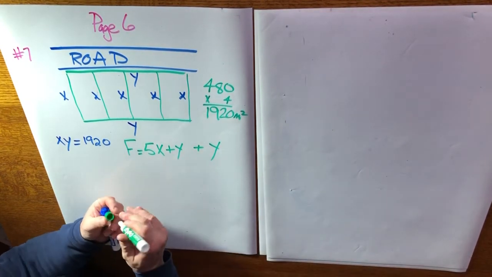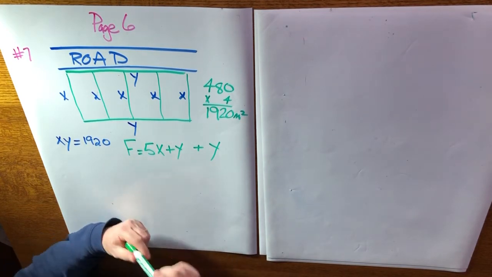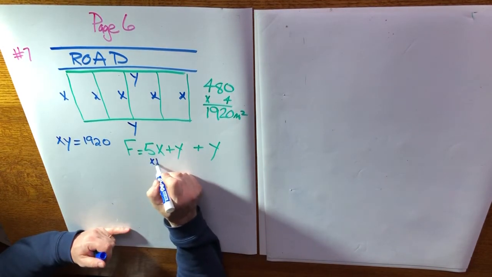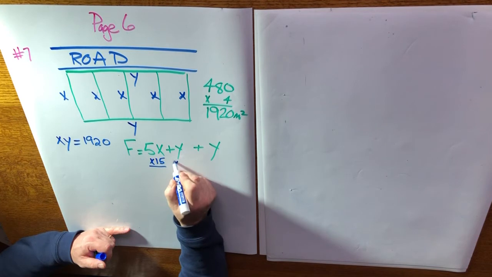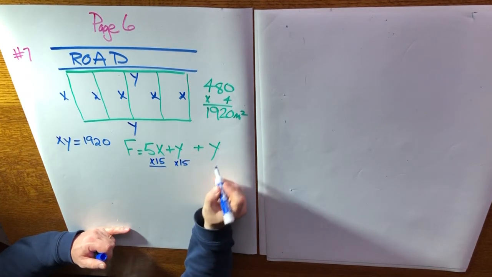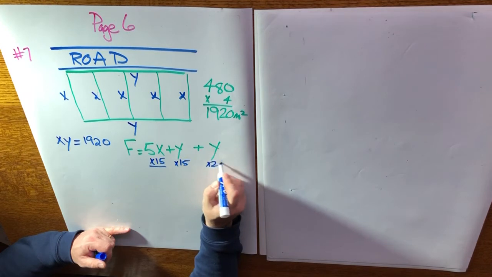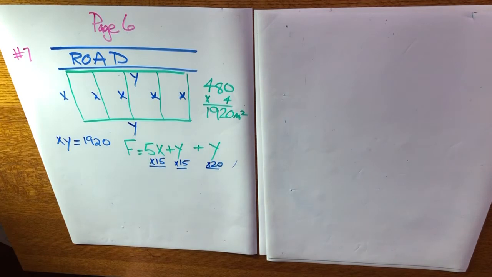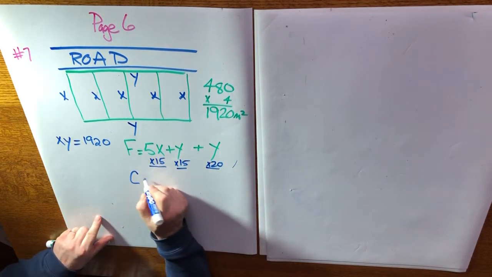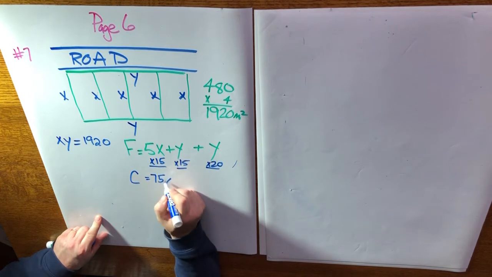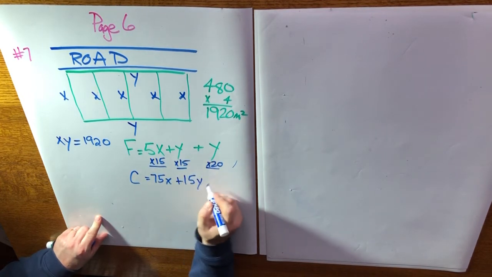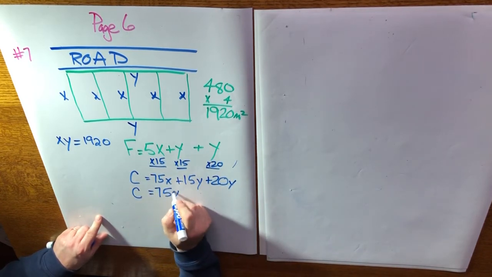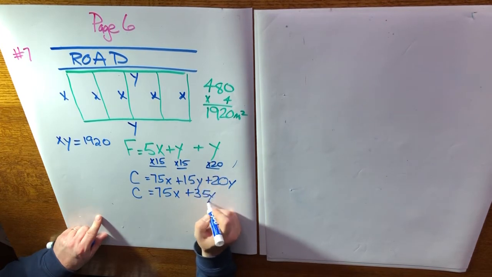So when I look at question number 7, it says the side and back fencings are going to cost $15. So that means I'm going to take the side fence, multiply it by 15, take the back fence, multiply it by 15, but the front fence is worth $20 per meter. So it's a fancier fence, it costs more per meter. That means we've created a cost function, and it's going to be equal to 75x plus 15y plus 20y. So the cost function is 75x plus 35y.